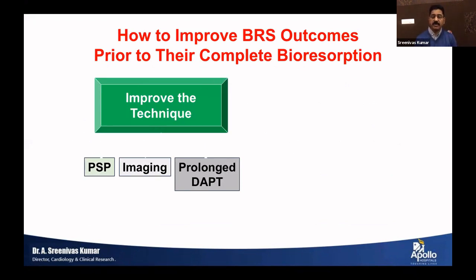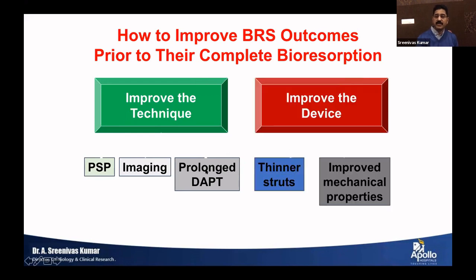Then people went on to see what the problem was and how to improve this technique: probably bed preparation, definite imaging, and better quality dual antiplatelet therapies, which are available, like ticagrelor and prasugrel, would help. And how to improve the device: probably by making the struts thinner, since 150 microns was too thick, and improving mechanical properties without much strut fracture. That is, improving the radial strength of the absorbable platforms would be better. That's how people went on to work.